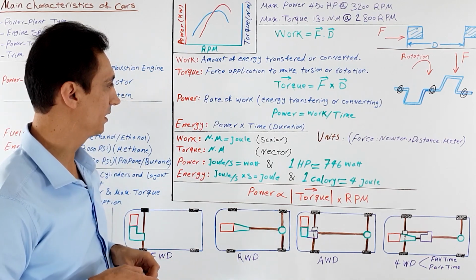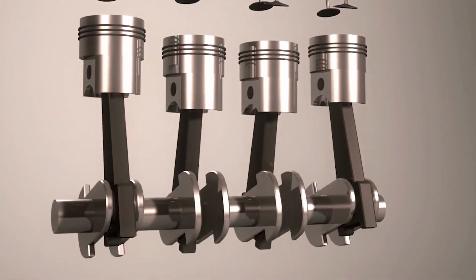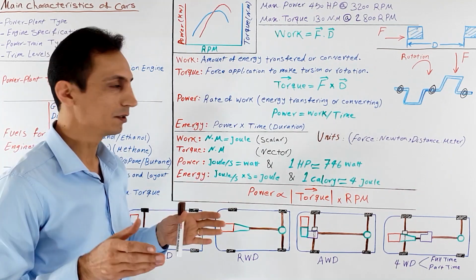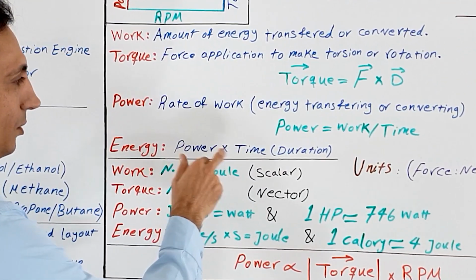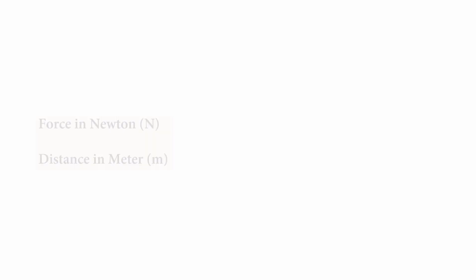Also, you can calculate the energy that you use to turn that crankshaft during a period of time by multiplying the magnitude of power that you use by the time duration. Now let's go to units.